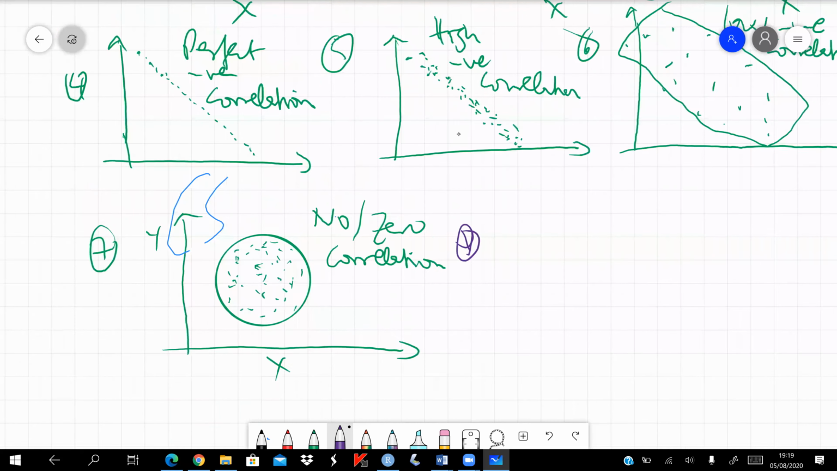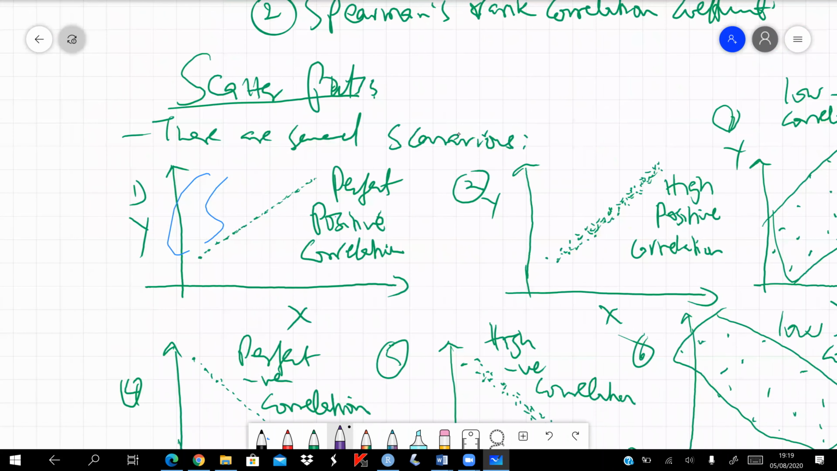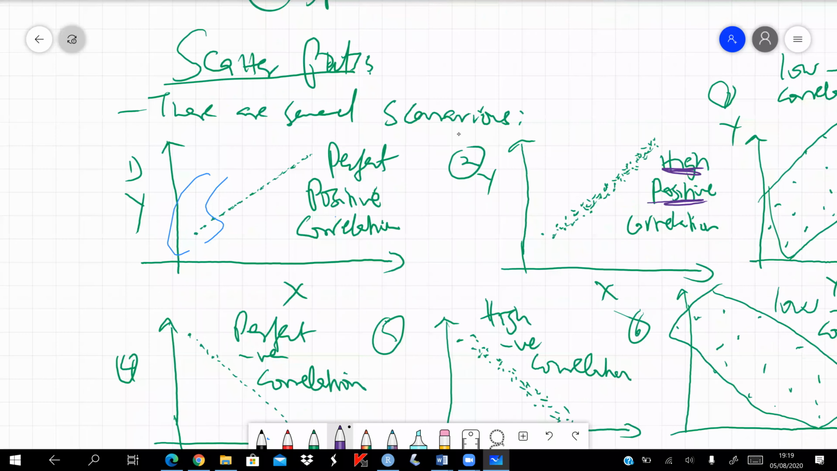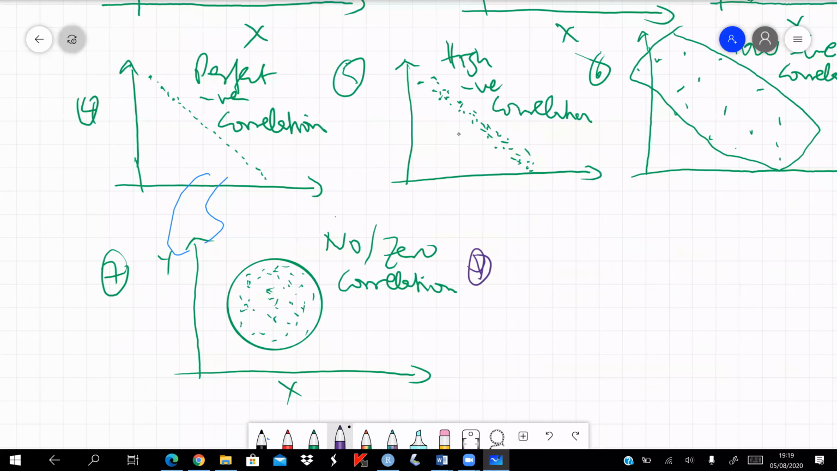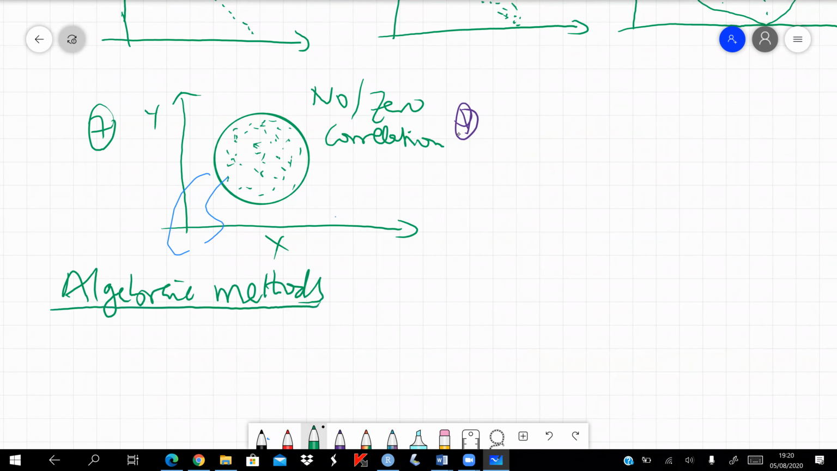All right, so that's the graphical way of studying correlation. So that's how you can plot the scatter plots. Then you comment about the relationship, either the strength, like here the word high is giving us the strength, and this is the direction of the relationship. Okay. Now let's look at the algebraic methods. And we shall start with what we call the Karl Pearson's.